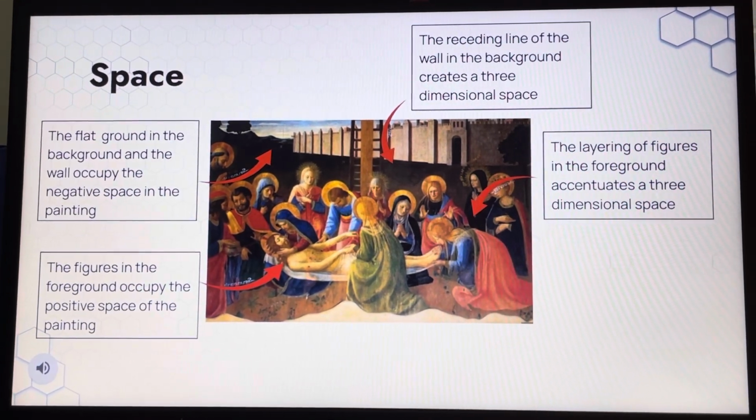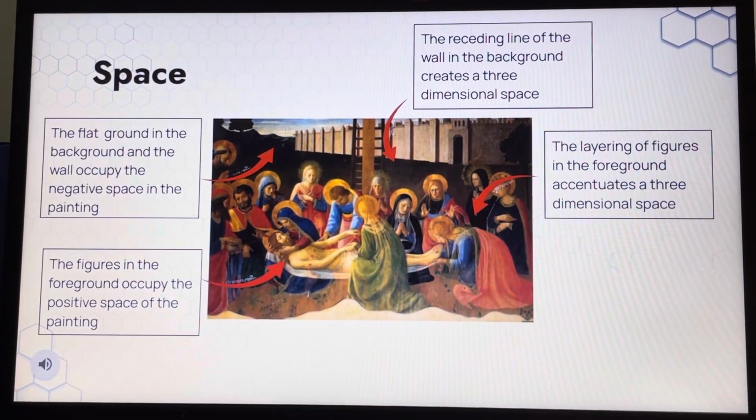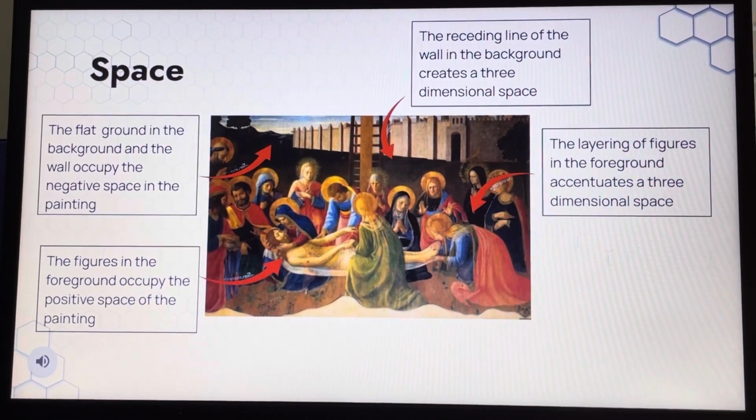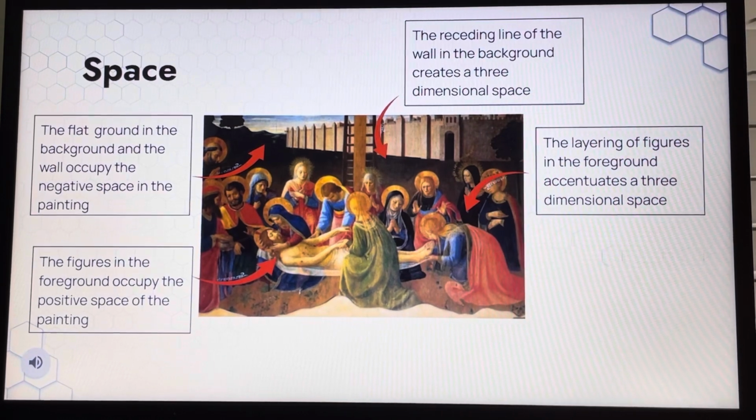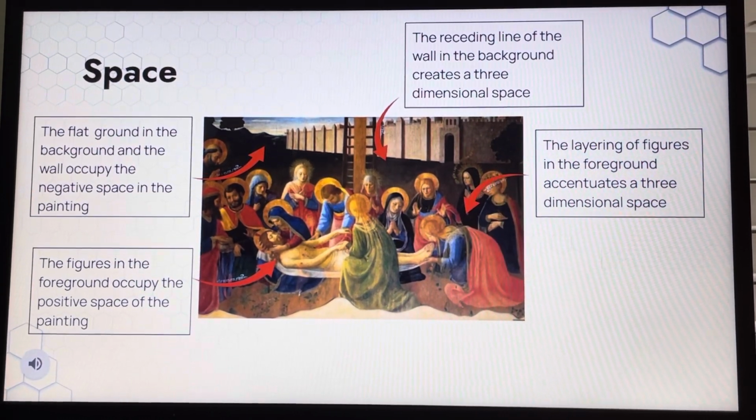The figures in the foreground of the painting occupy a positive space. This emphasizes them as a point of focus. Although Jesus is the main point of focus, placing the remaining figures with him in the positive space shows unity. This also shows an overwhelming feeling and overwhelming emotions that are displayed throughout.